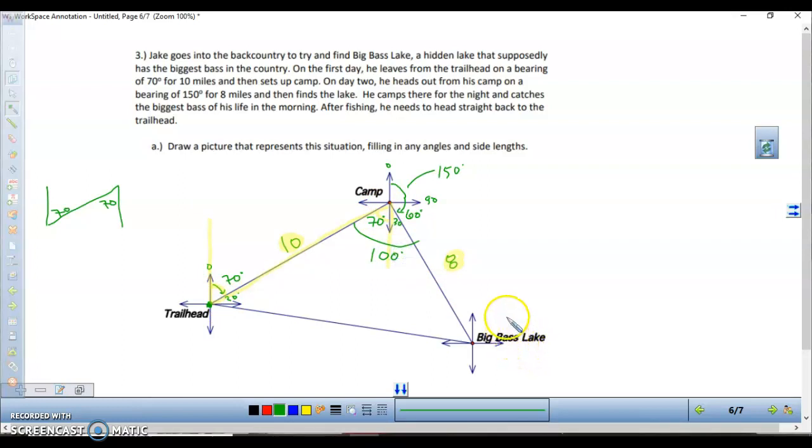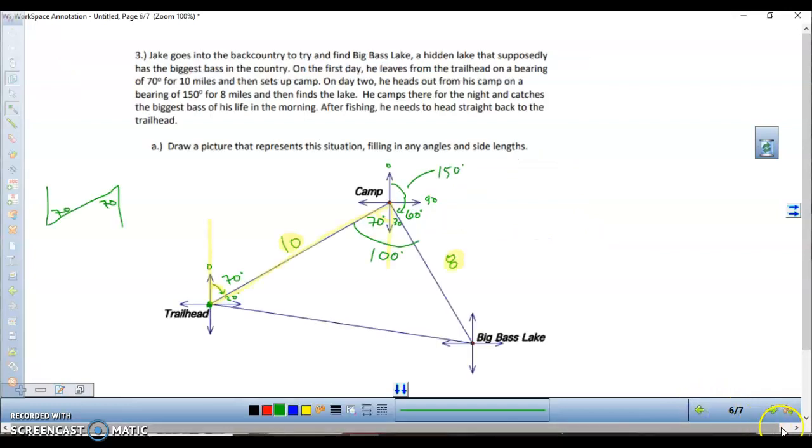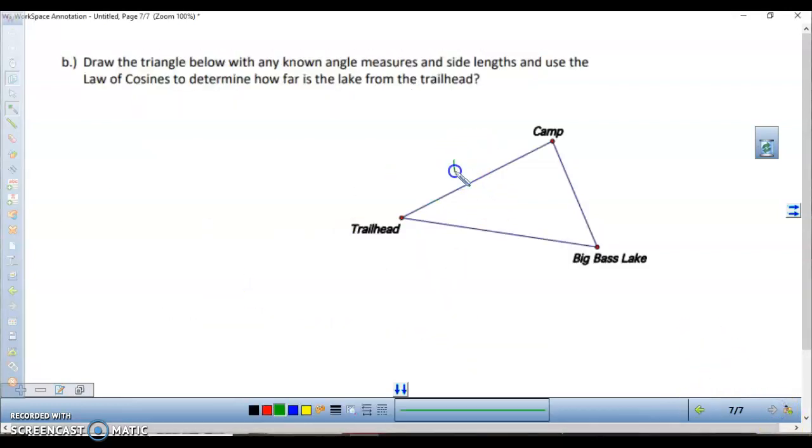And that's all I need to know for this problem, because the next part asks me to solve for the distance between these two. And I have side, angle, side, so I can use law of cosines. So draw the triangle, which I already did for you, with all the known sides and angles. So it was 10, 8, and 100 degrees between. This is 10 miles, 8 miles, and I figured out that this was 100 degrees between those two trails that he was hiking on. Use the law of cosines to determine how far the trailhead is from the lake.